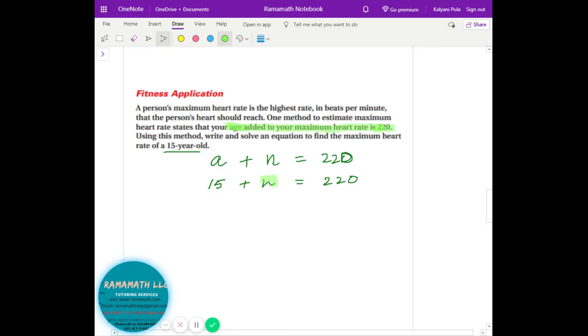Since this is the letter, take away 15 on both sides. See, once you get familiar with this, you don't need to write a lot of steps. So 220 minus 15, 205. Okay, that's it. And it's just 200 minus 15. That's it.